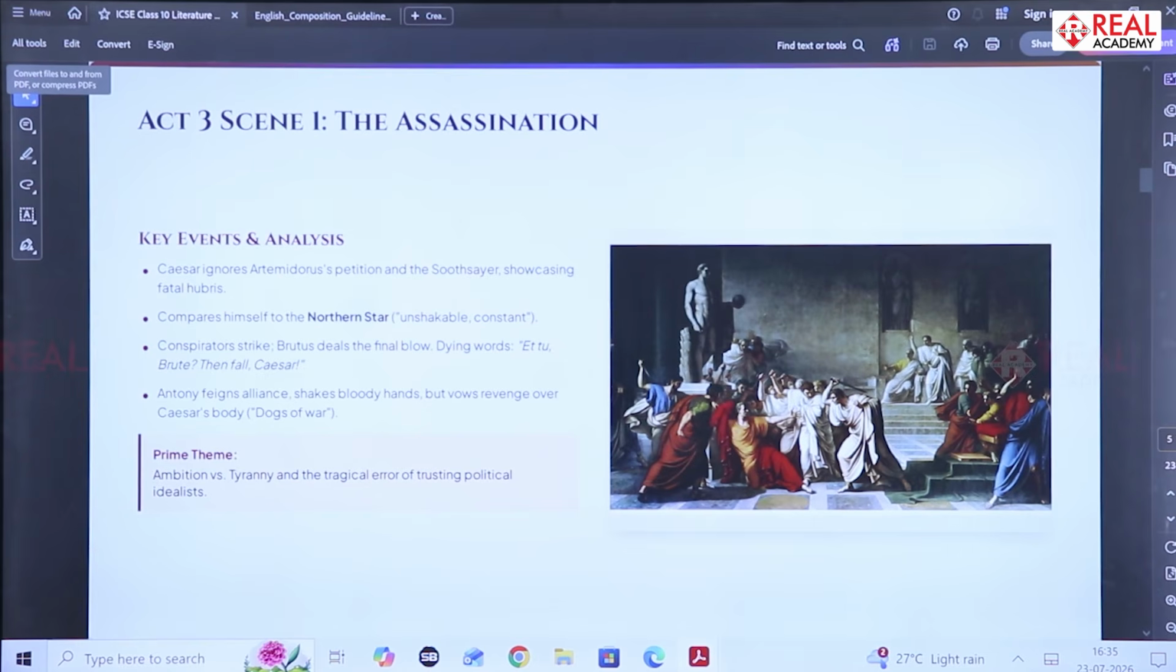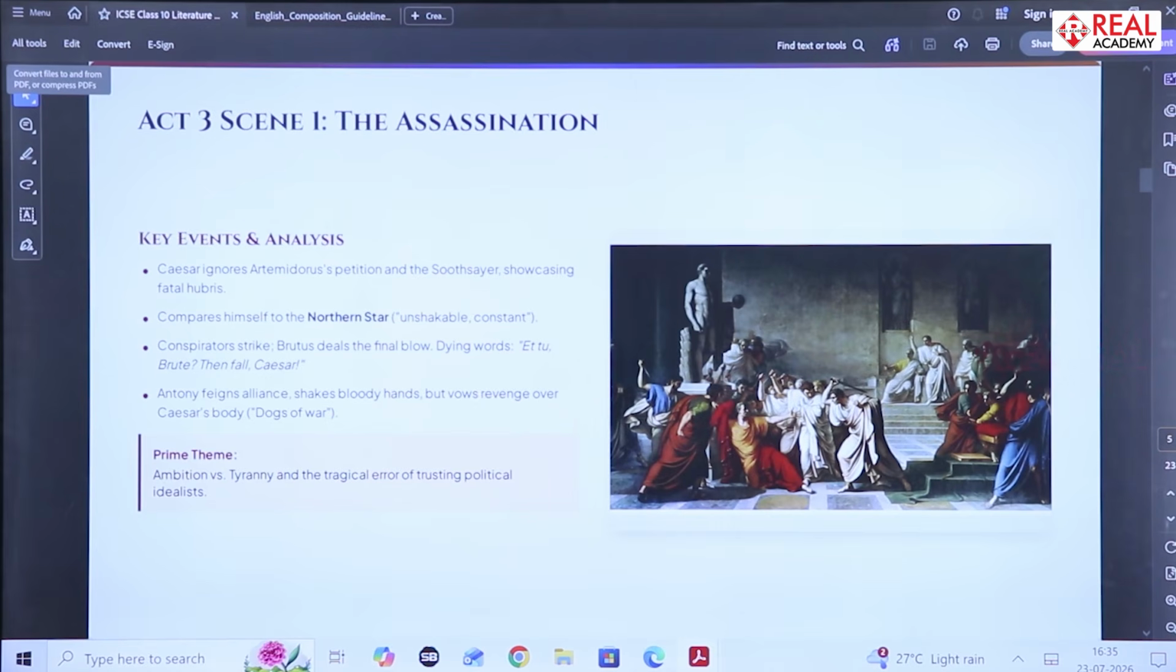The scene ends with the arrival of Octavius Caesar's servant, who informs Antony that Octavius has delayed entering Rome because of the dangerous situation. Antony advises him to stay away until he has addressed the Roman citizens.